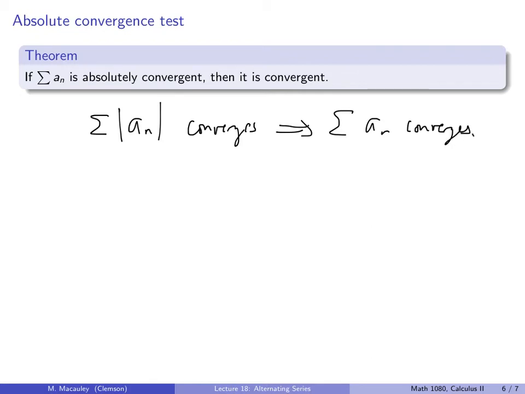Another way to state this: if A, then B, you can state this as if not B, then not A. So a logically equivalent way to state this is if a series diverges, then we know automatically that, I don't have a name for this, the series of absolute values also diverges. I don't want to say absolute value of the series because that would imply something else.